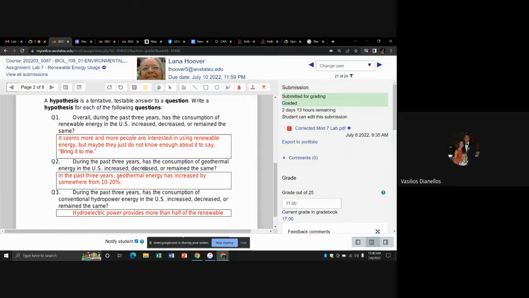Anyway, that being said, let me take a look at what you have here. And another thing I like that you did that some other students do that you don't have to do, but I like it, is in this lab and other labs, when you write your hypothesis, you also justify it.